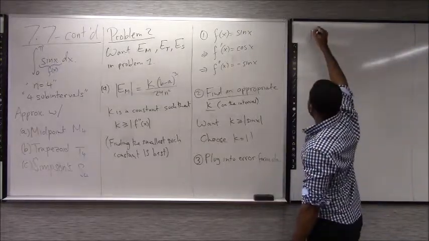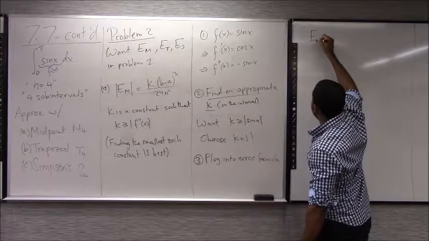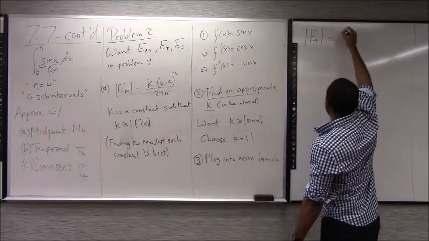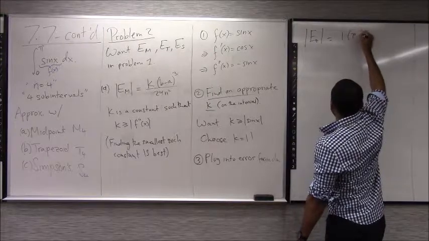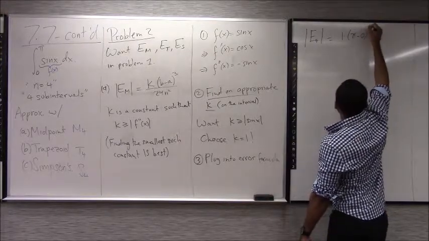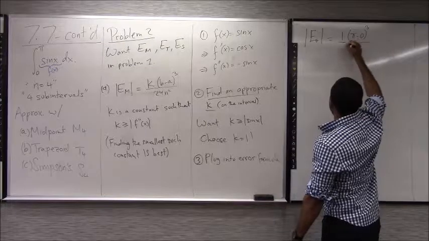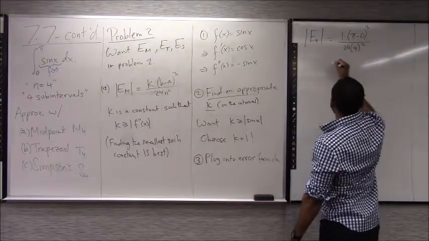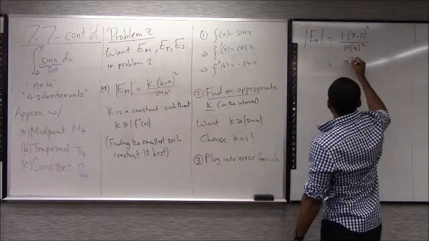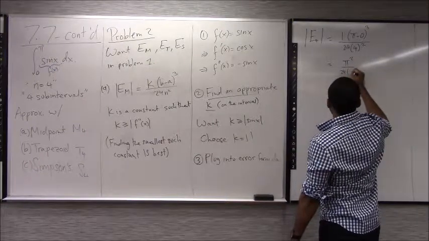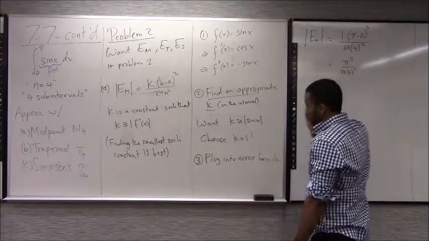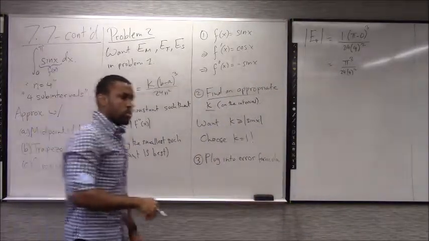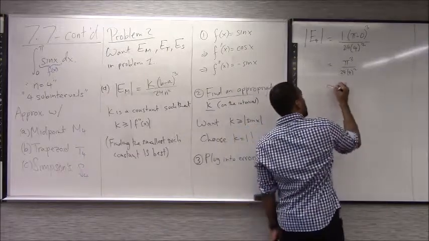So this means the error associated with E4 in this problem will be given by 1 times (pi minus 0) cubed over 24 times 4 squared. So that's just pi cubed over 24 times 4 squared. What is that roughly? You guys play in a calculator, let me know roughly what that is.